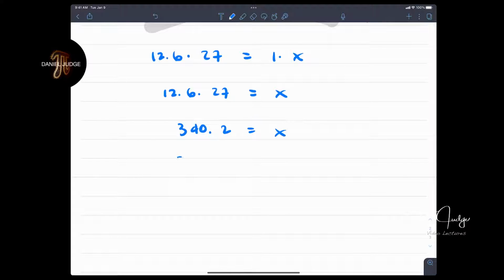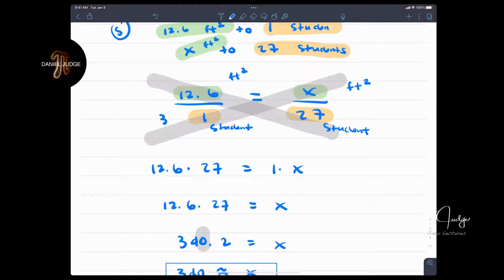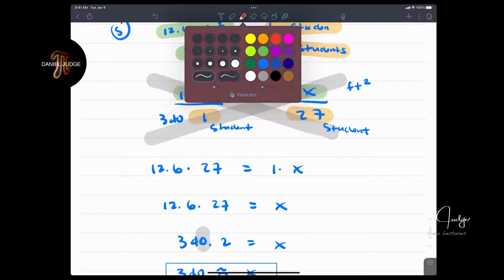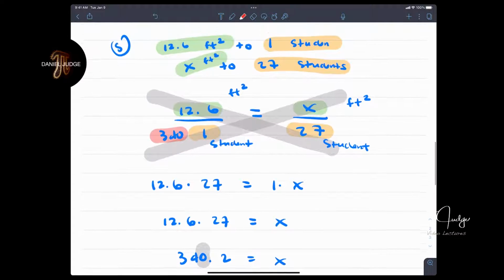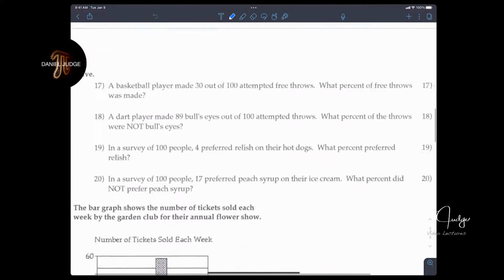is x. I thought they said to approximate to a whole number, which means the nearest whole number, the ones position. So that's 340, ladies and gentlemen, 340. This is what x is, 340. So that should be the final answer. So if there's 12.6 square feet for every one student, that means you need 340 square feet for every 27 students, approximately. So let's see what that answer is.